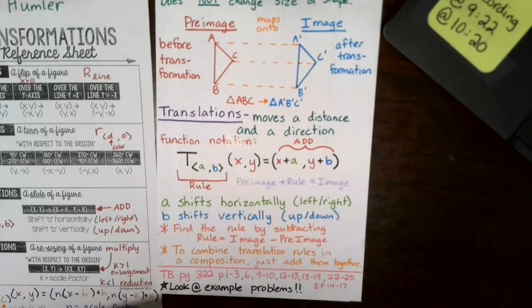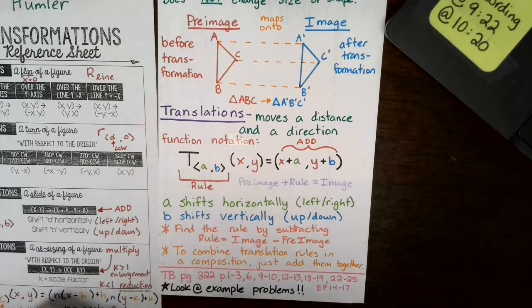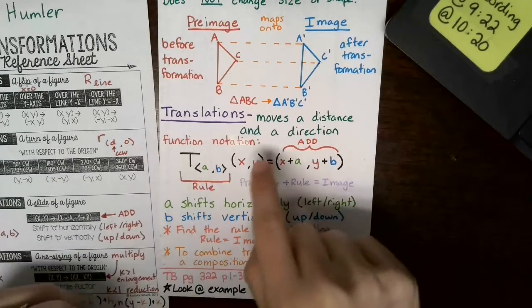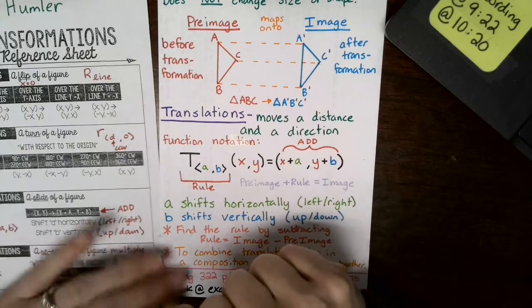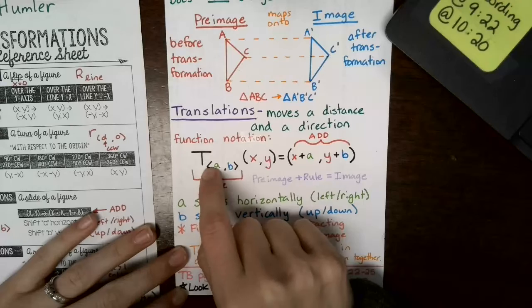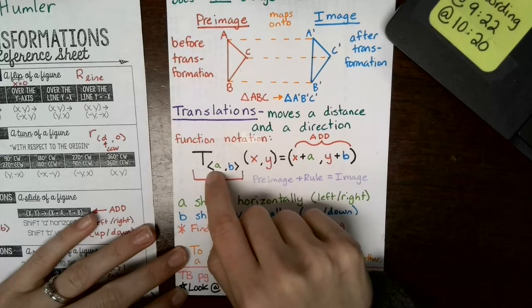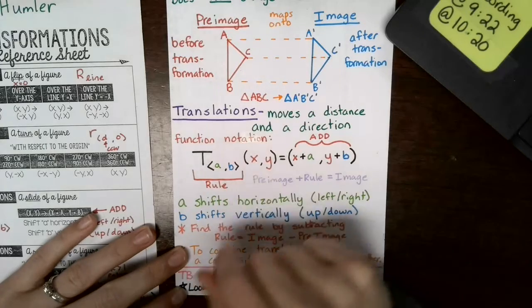Now we get to get into translation. So this is the function notation for a translation. And translations are the easiest transformation. All they do is move a distance and direction. Okay, so when we have a rule written out like this, the A gets added to the X and the B gets added to the Y. That's all you have to do. And if it's a negative number, then you just subtract.